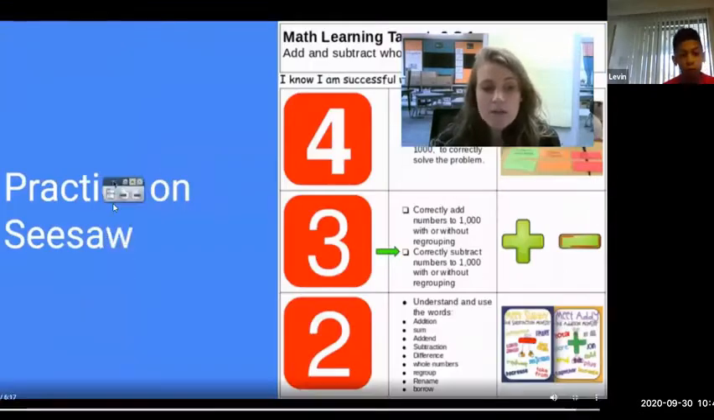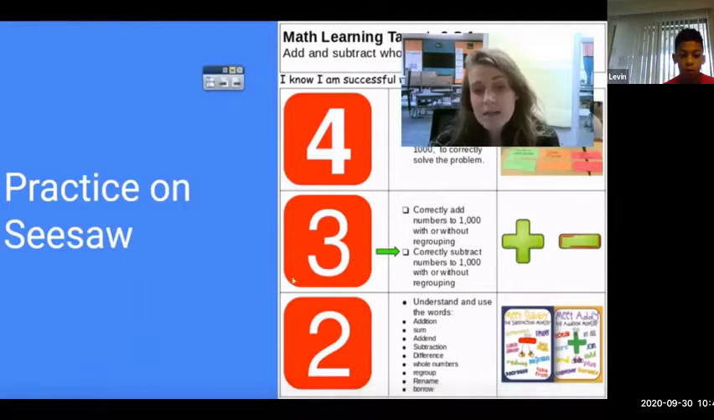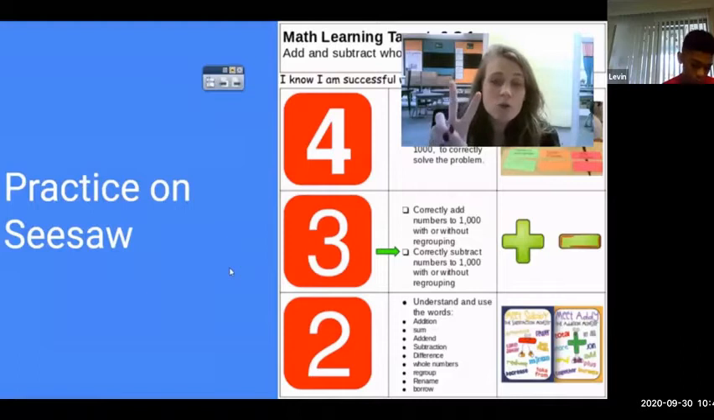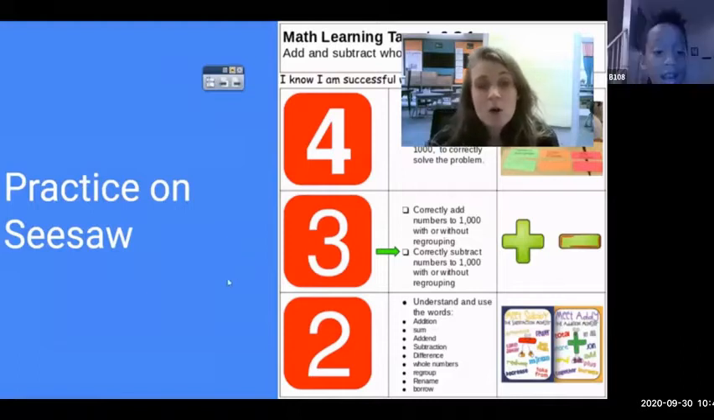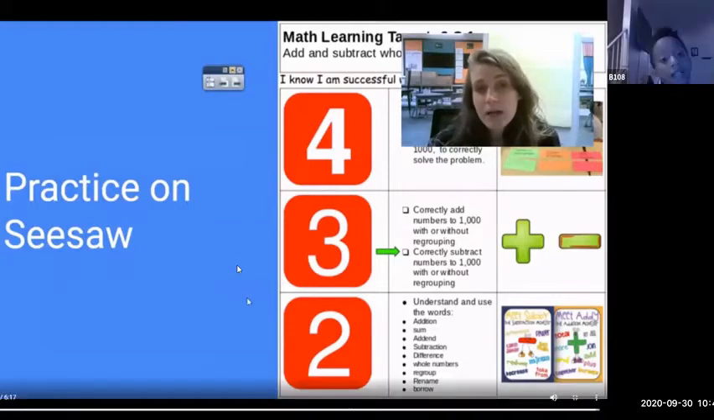Now, you'll be working on some practice on Seesaw. You'll be focusing on correctly subtracting numbers to 1,000 with regrouping. You'll be regrouping 2 place values today. Please open up your Seesaw assignment and begin working.